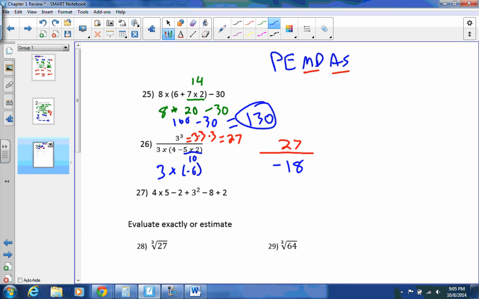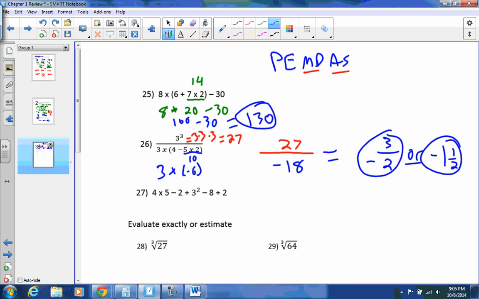All right, so 27 divided by negative 18, you're going to get a negative answer. You could leave it as this. I actually would want you to reduce it a little bit. You can divide both of those by 9, and you'll end up with a 3 over 2, and that's a negative 3 over 2, or negative 1 1/2.